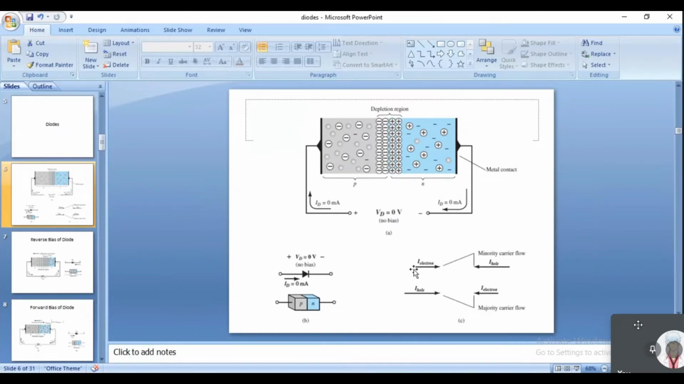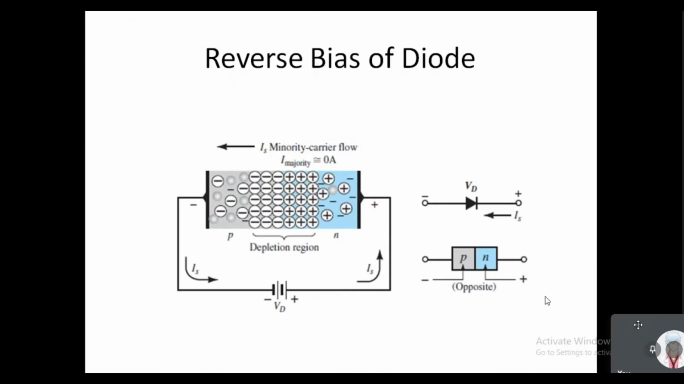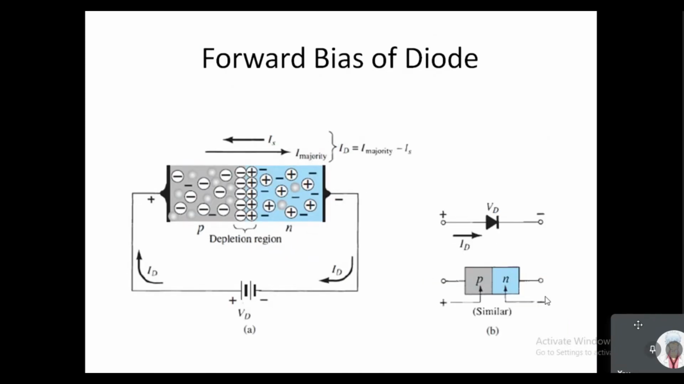The first kind of biasing is called the forward biasing of a diode. In this biasing, you connect the positive terminal of the DC supply to the P region of the diode and the negative terminal of the power supply to the N region of the diode. This kind of biasing, where the positive of the power supply is connected to the P, is called forward bias.